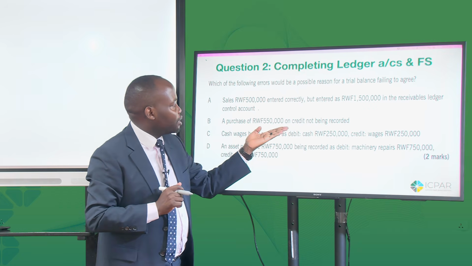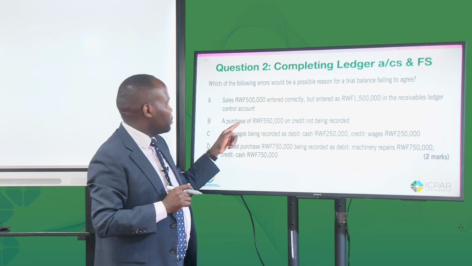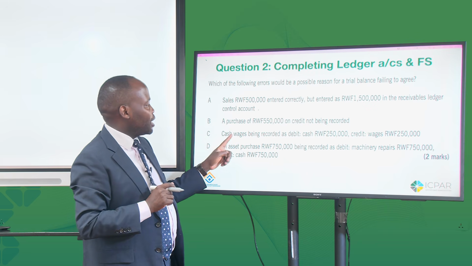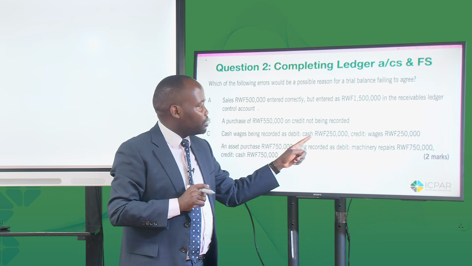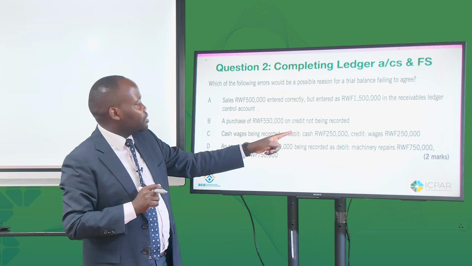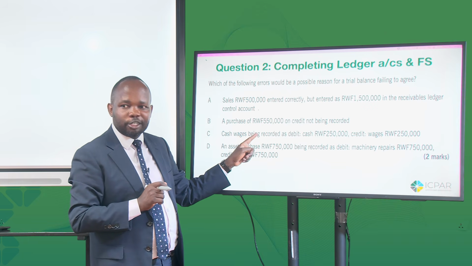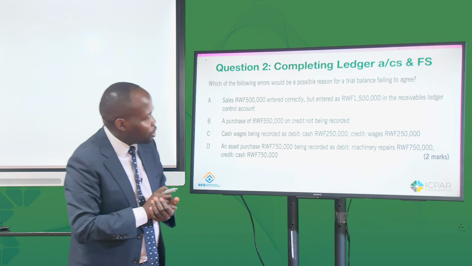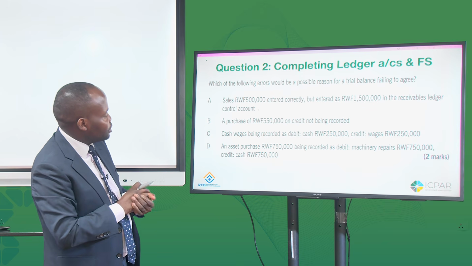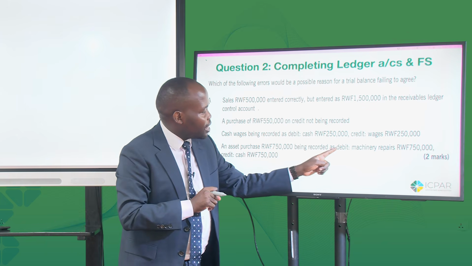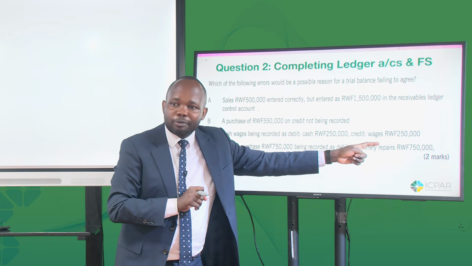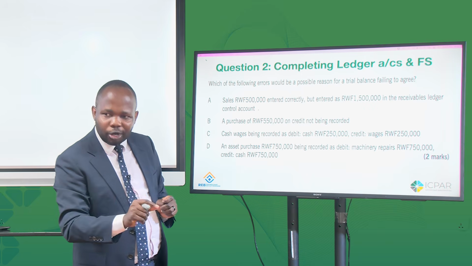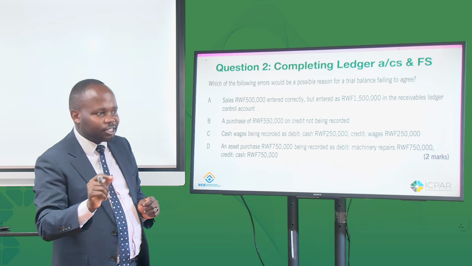A purchase of 550,000 on the credit not being recorded. Remember, this is an error of omission. It will not affect the trial balance. Cash wages being recorded as debit that and credit that. So remember, this is complete reversal of entries. And lastly, an asset purchase of 750,000 being recorded as a debit to machine repairs and credit. Machine repairs is an expense, yet this is an asset. This is an error of principle, an error that affects the class of accounts.